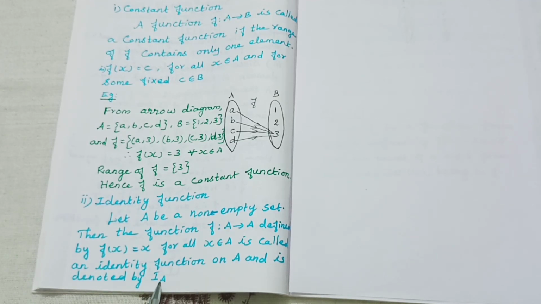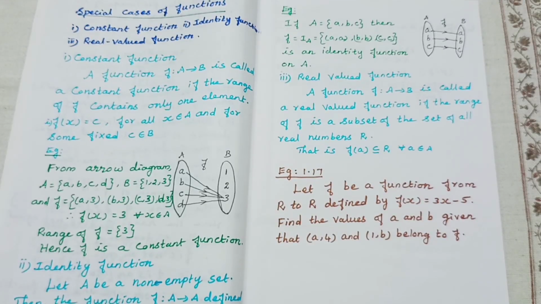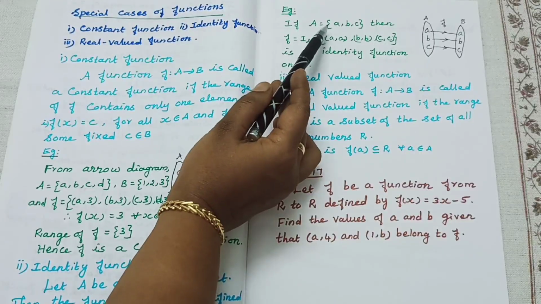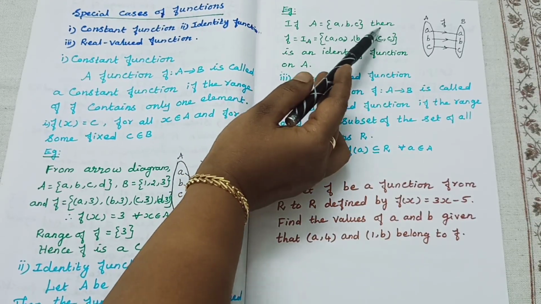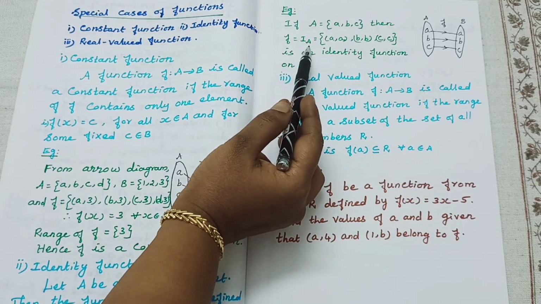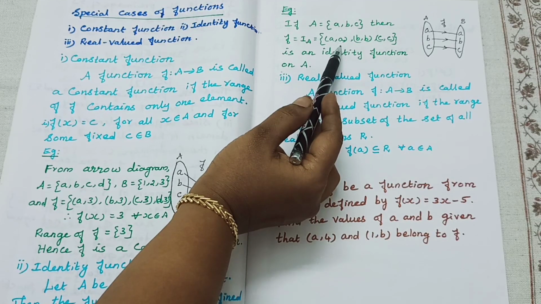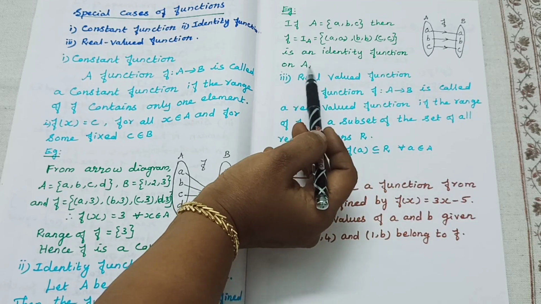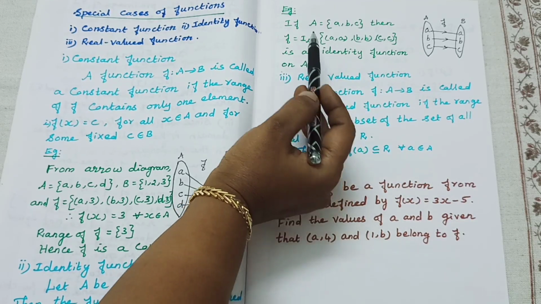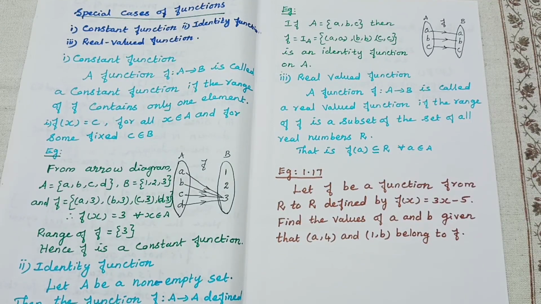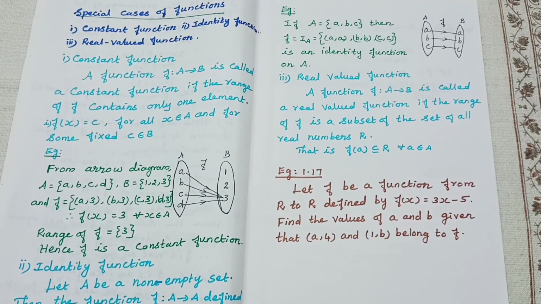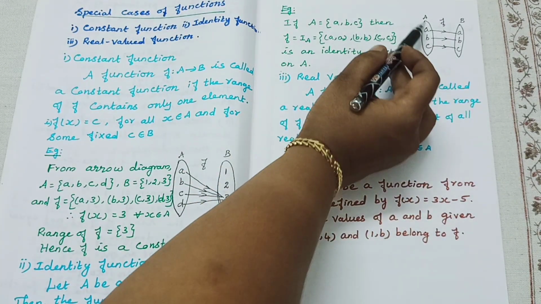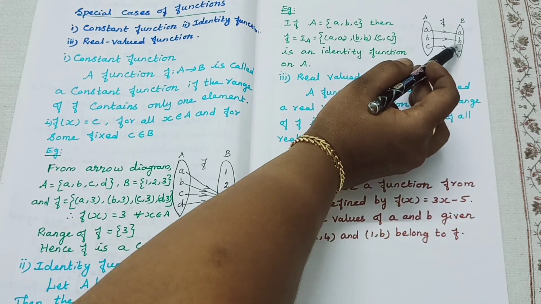If A is equal to the set of a comma b comma c, then f is equal to IA is equal to a comma a, b comma b, c comma c, an identity function on A. From the definition, f is from A to A, isn't it? Here the a, b, c values are also A's values. What's the image of a? a. The image of b? b. What's the image of c? c. That is called the identity function.